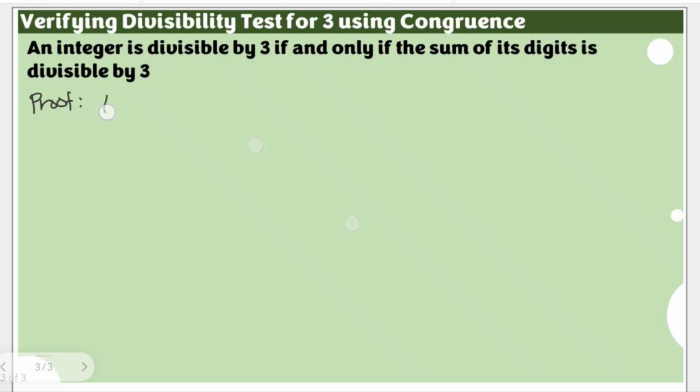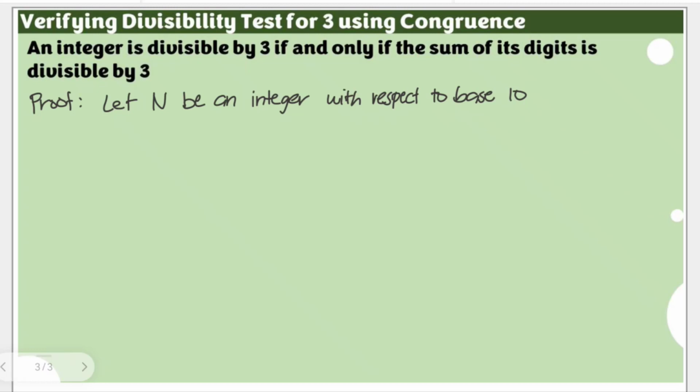First, let us try n. Let n be any integer represented with base 10. So let n be an integer with respect to base 10. And let's have that.